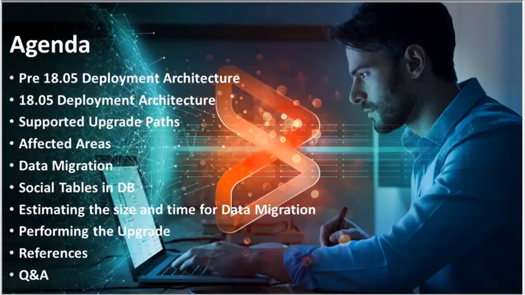So for today, the first topic we'll talk about is the pre-1805 deployment architecture, so that you have an idea what was there before. And then we'll talk about 1805 deployment architecture, which is basically the changes in 1805. And then we'll talk about the supported upgrade paths to get to 1805. And then what are the affected areas that you need to be aware of during the upgrade.